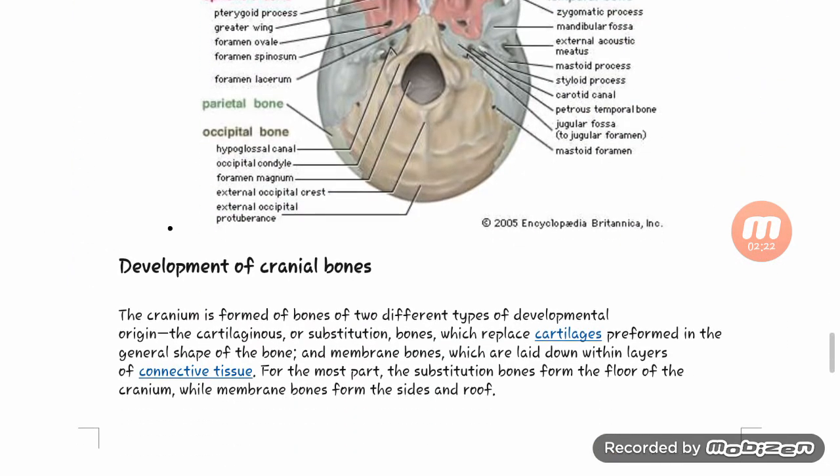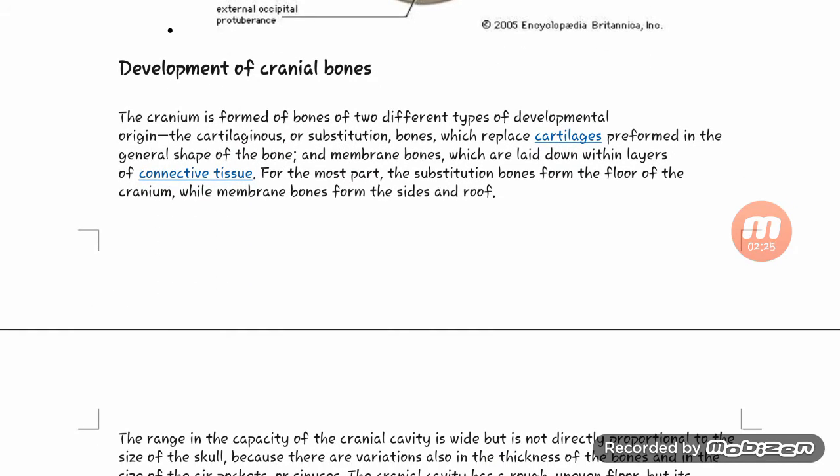Okay, then the development of the cranial bones. The cranium is formed of bones of two different types of developmental origin: the cartilaginous or substitution bones, which replace cartilage that is preformed in the embryonic stage, and membrane bones, which are laid down within layers of connective tissue. For the most part, the substitution bones form the floor of the cranium, while membrane bones form the sides and roof.